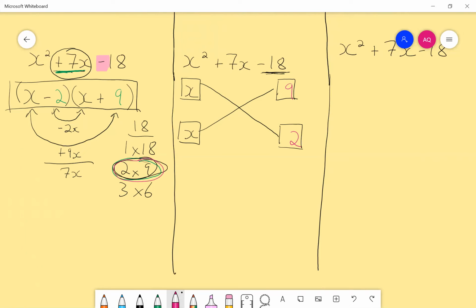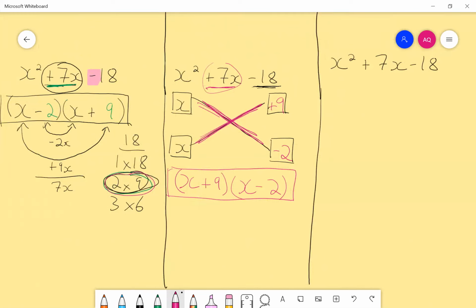Now what we'll need to do is again pick our signs. Because it's a plus 7x, the bigger one is going to have to be positive. So 9 is positive, 2 is negative. Then we can check by multiplying along the cross. There's 9x, multiply along this cross is minus 2x. 9x minus 2x is 7x. So that would give us x plus 9, x minus 2. Again, it doesn't matter which bracket is first and which is second. That is our factorization. And then lastly, we'll look at our guide number method.